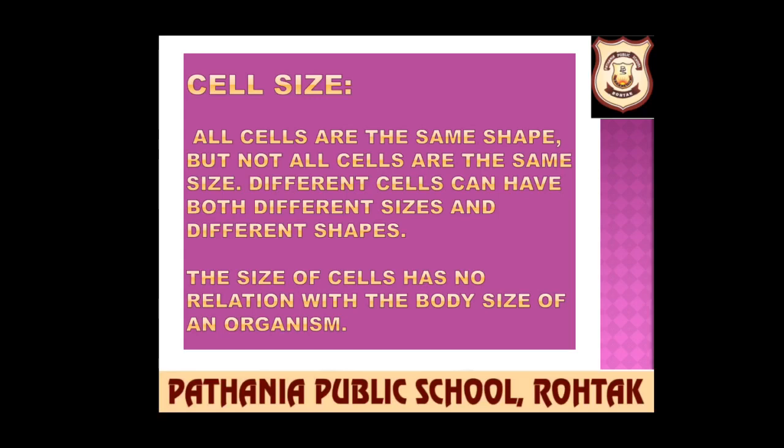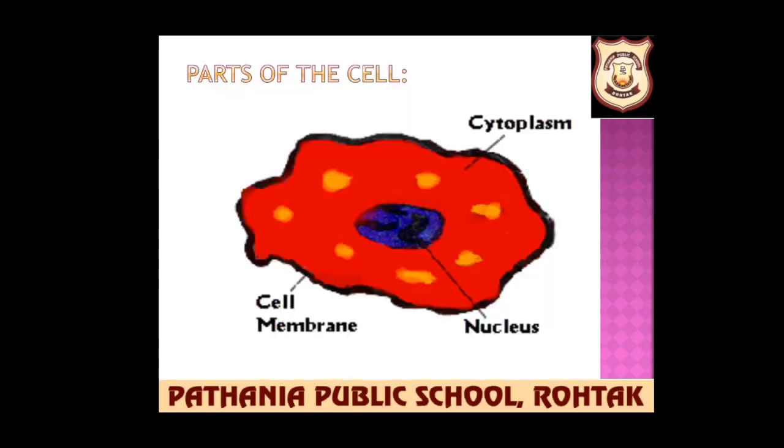Now moving on to the next part, that is parts of cell. See beta, these are the parts of the cell. These are the 3 important parts that a cell must contain. We call a cell a living cell only when it is having cell membrane, nucleus and cytoplasm. This is the structure that I have shown you for the parts of the cell.